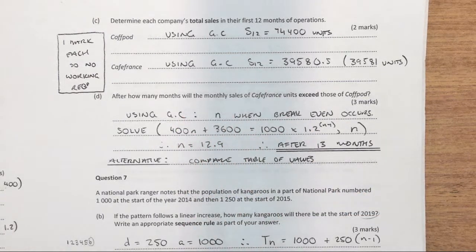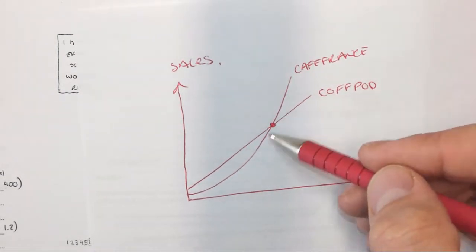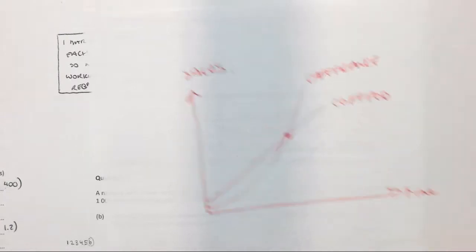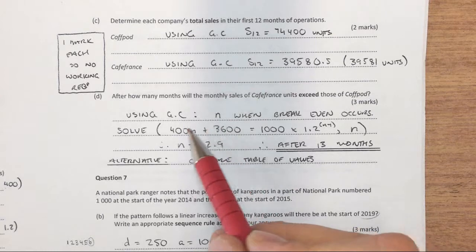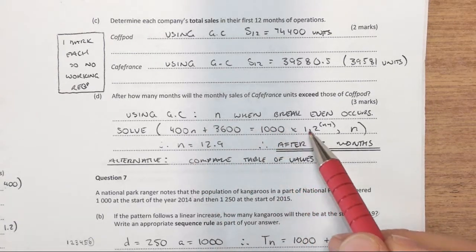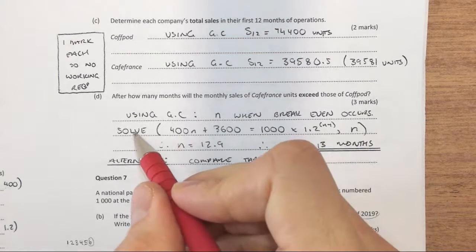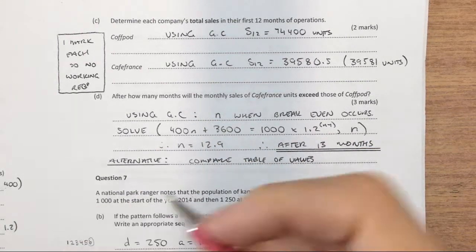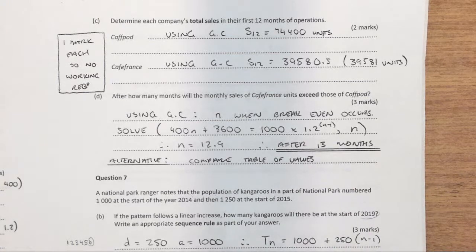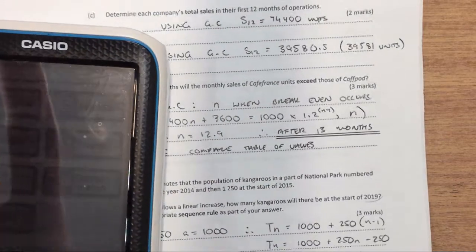You might remember from back in grade 10 when you wanted to find the intersection between two graphs. It was when they were equal to one another. So 400n plus 3,600, that was the Cough Pod equation, is equal to 1,000 times 1.2 to the power of n minus 1. That was the Cafe France equation. And again, we use the solve tool in main, and it will tell you that n equals 12.9 months, which means that it is after 13 months.